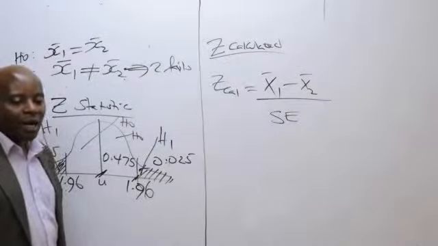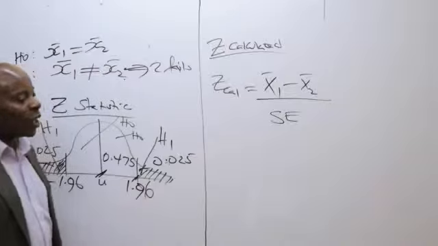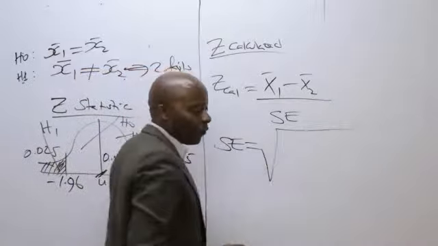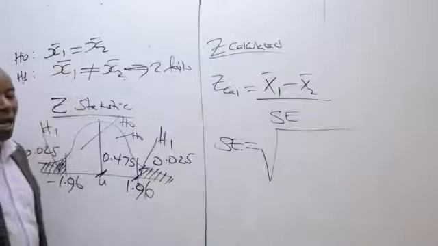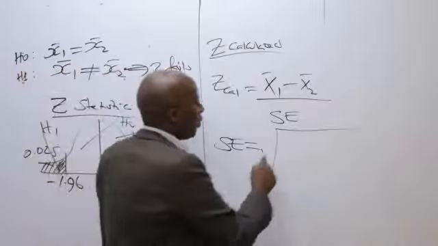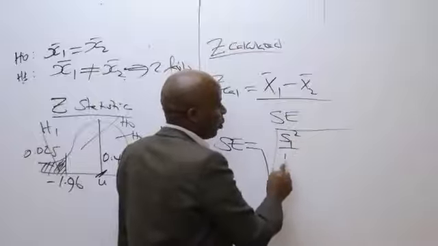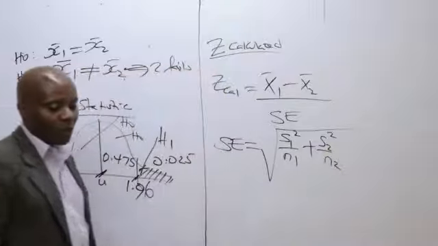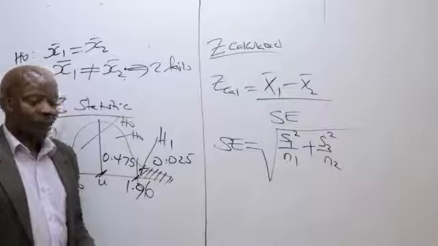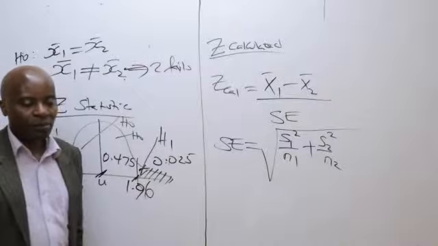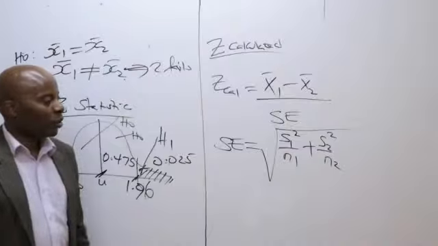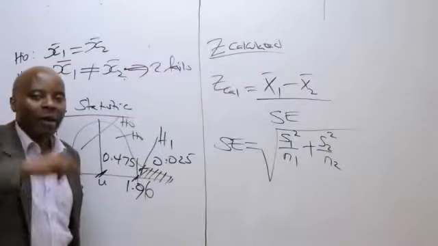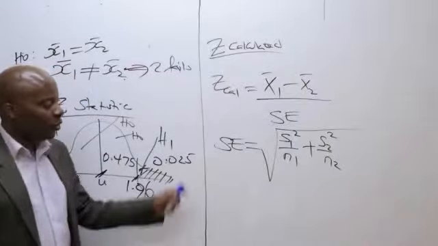Remember, standard error, whenever you've got two samples, the standard error will look like this: square root of the standard deviation of 1 squared all over n1 plus standard deviation of 2 squared all over n2. So a very important formula of getting standard error, whenever you've got two samples. You must always reason like this.